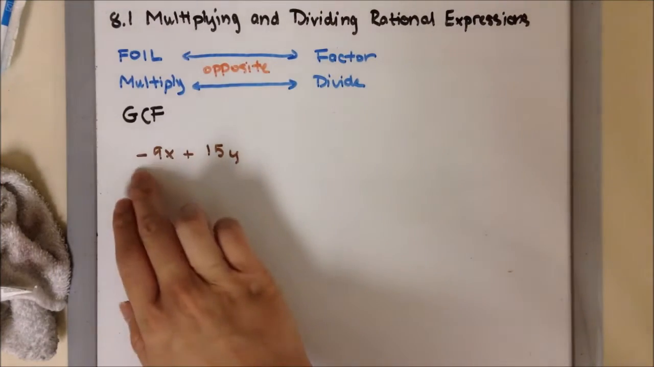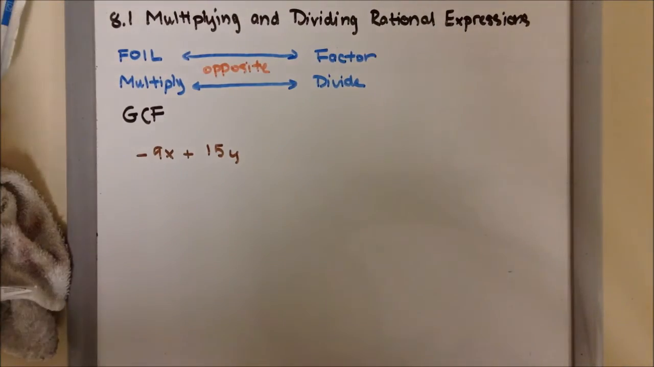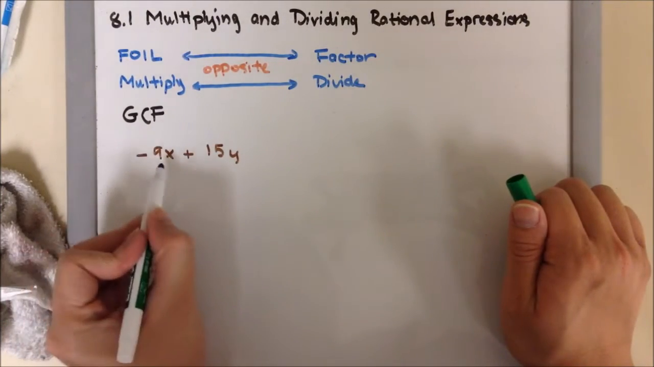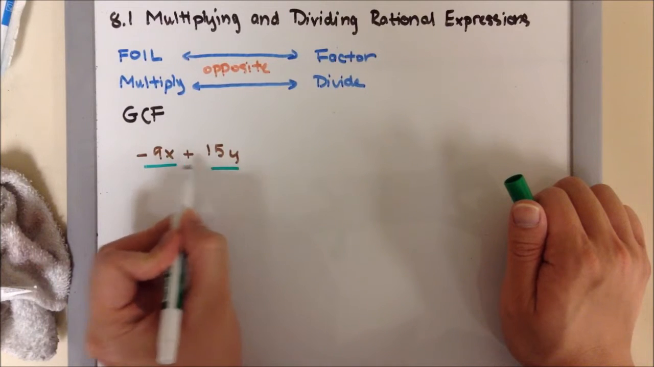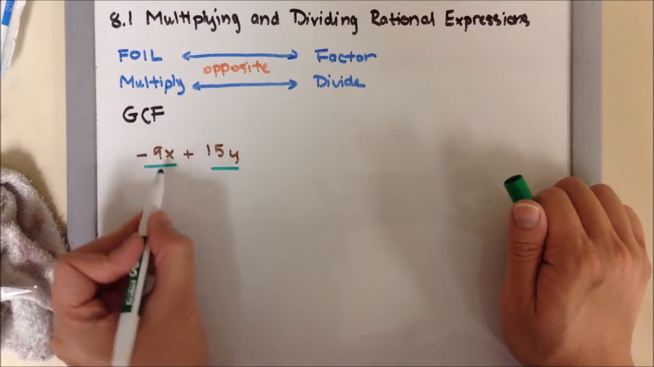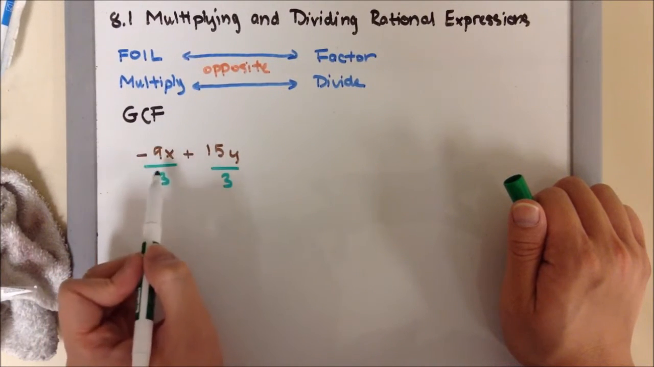In this example, we have negative 9x plus 15y. So when we're doing the GCF, factor by GCF, meaning you're looking for the greatest common factor, let's find what's in common with these two terms. So we have negative 9 and 15. Both of these numbers are divisible by 3.